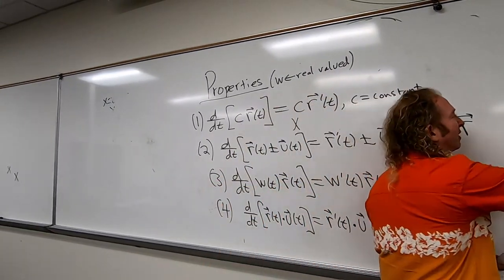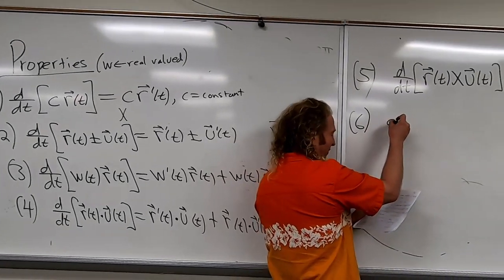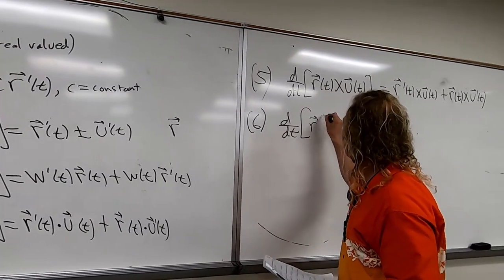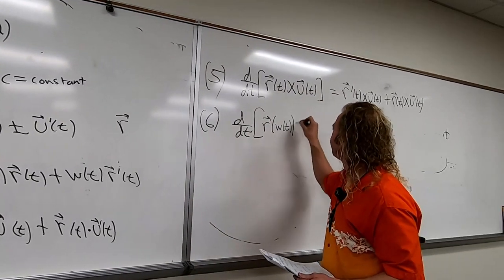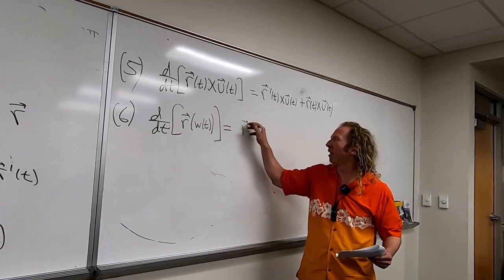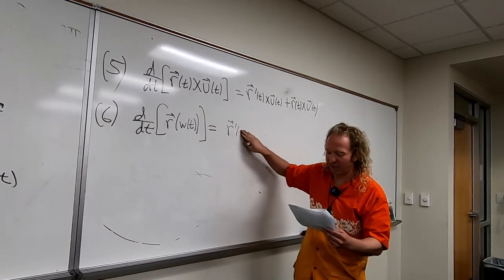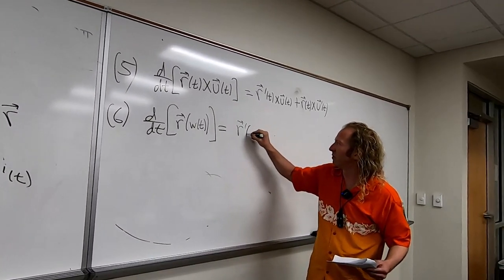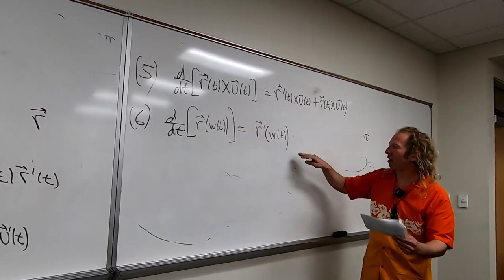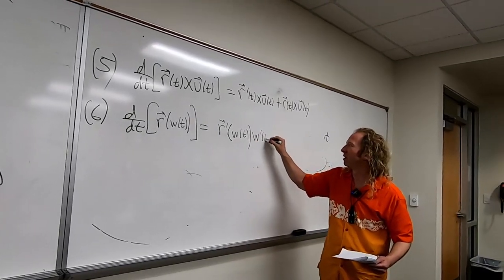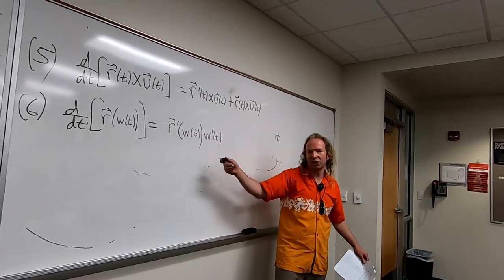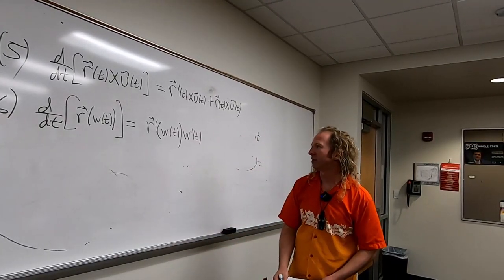Two more, and then we're done, and we'll do some problems. If you have the derivative with respect to t of a vector-valued function evaluated at a real-valued function, there's a chain rule. So it'd be r prime of w of t times w prime of t. It's the derivative of the outside evaluated at the inside times the derivative of the inside. It's the chain rule from calculus.